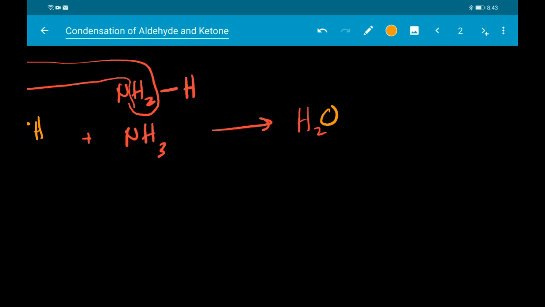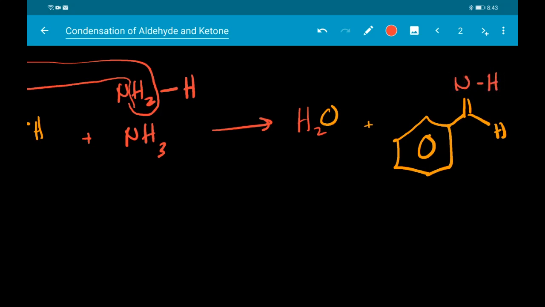And the product that we are looking for is benzene attached to the C double bond, and then attached to H, and then we're going to attach the rest of the structure of the nitrogen to the double bond. So it will be looking like this. The side product of water is the result from the condensation reaction between these two compounds.